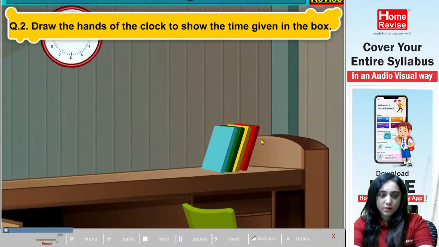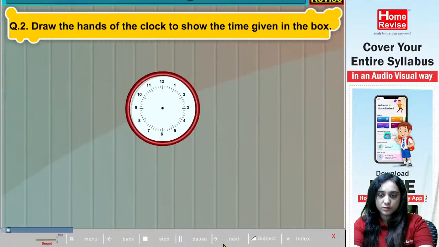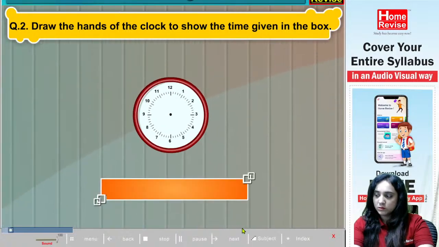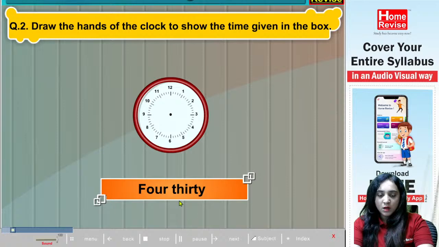2. Draw the hands of the clock to show the time given in the box. Here the time is 4:30. So the hour hand is between 4 and 5 and the minute hand is on 6.